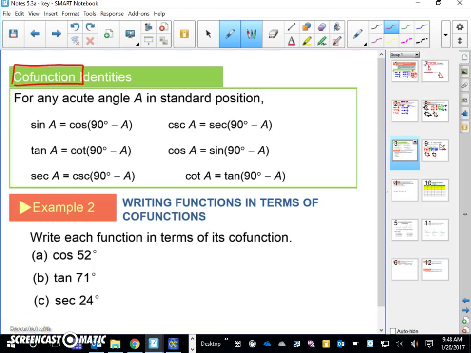Cofunction identities. Cofunctions. Students are not very good at this. Historically, students have really struggled with this concept, but you shouldn't, okay? It's not the same thing as reciprocals. Cofunction. Here's what cofunctions are. Sine and cosine. Tangent and cotangent. Secant and cosecant. It has a co in front of it.